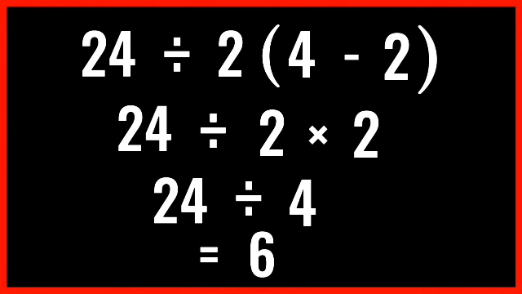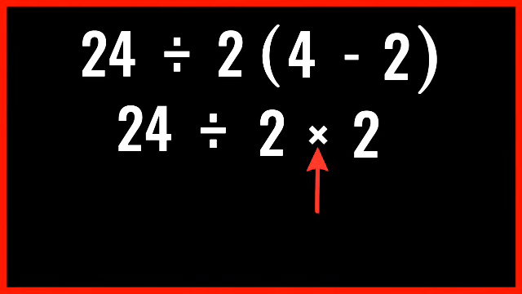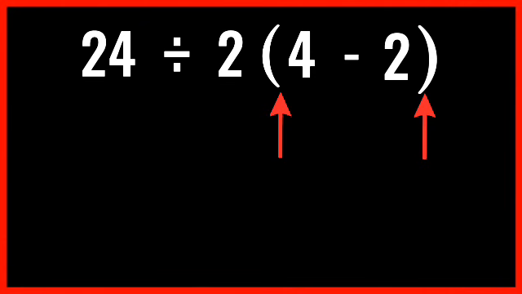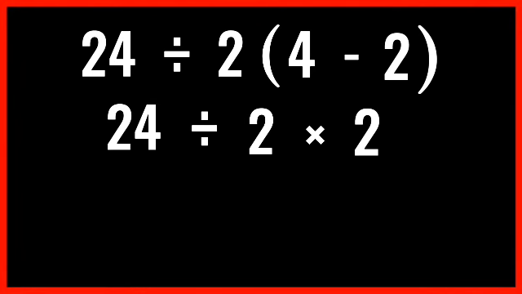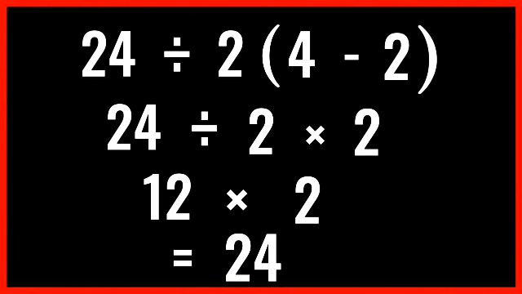If you got 6, once again, that answer is not correct. Why? Because after solving inside the parentheses, you are left with division and multiplication. And just like before, they have equal priority, so you must solve them from left to right. Let's fix it the right way. First, solve the parentheses. 4 minus 2 equals 2. Now rewrite the problem. 24 divided by 2 times 2. Working left to right. First, 24 divided by 2 equals 12. Next, 12 times 2 equals 24. The true, mathematically correct answer is 24.